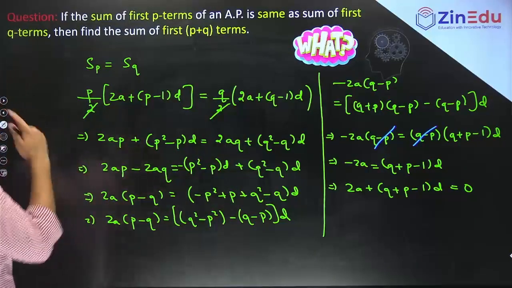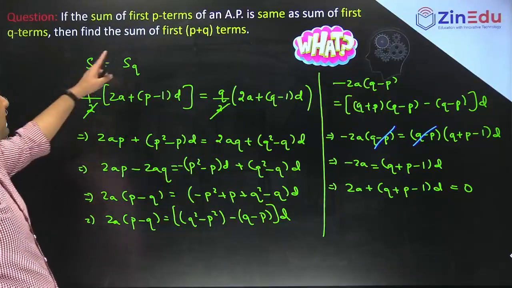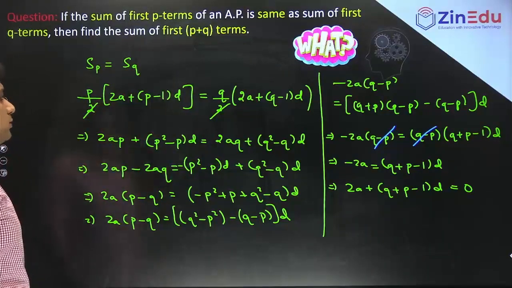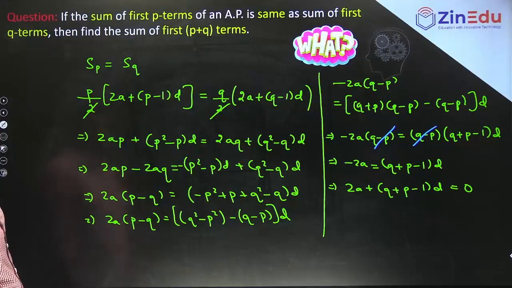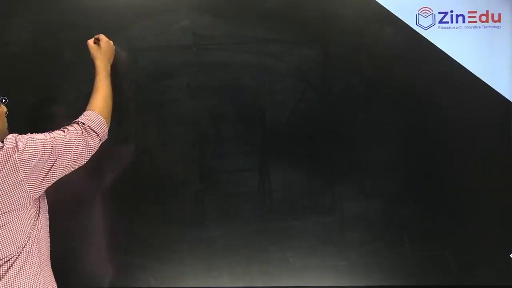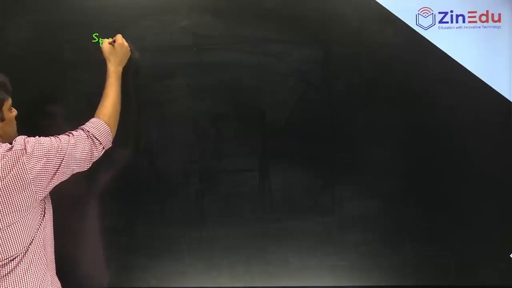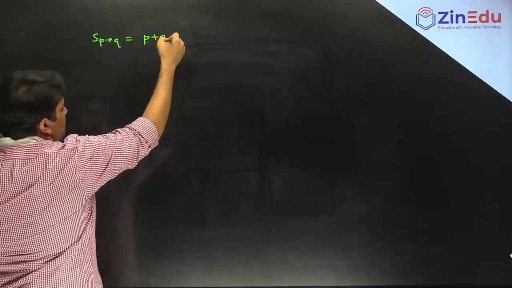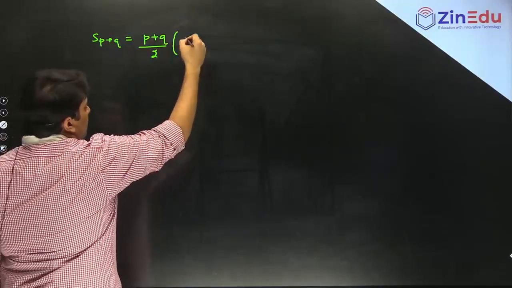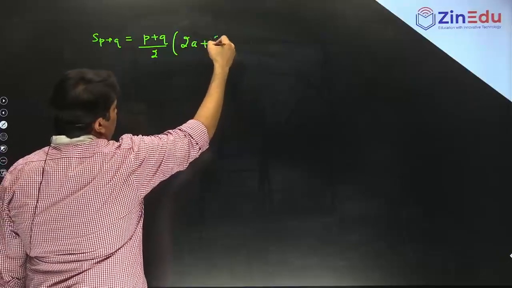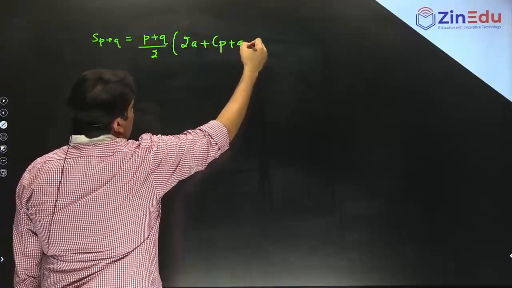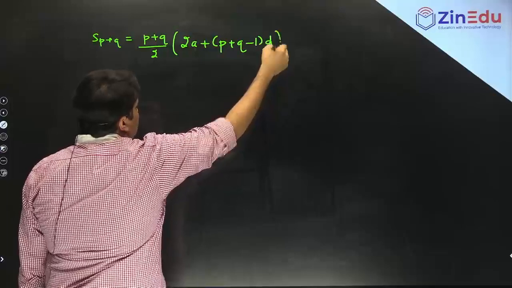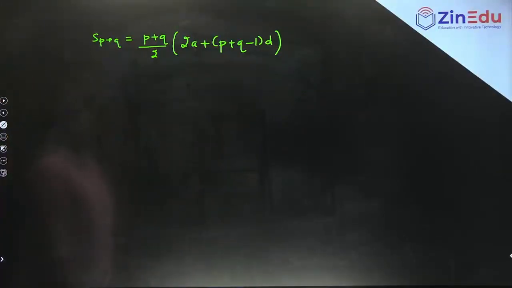So let us go to the question again. Find the sum of first p plus q terms. So let us write down what we need to find out. We need to find the sum of p plus q terms. That means p plus q by 2 into 2a plus p plus q minus 1 into d. So this is what we need to find out.